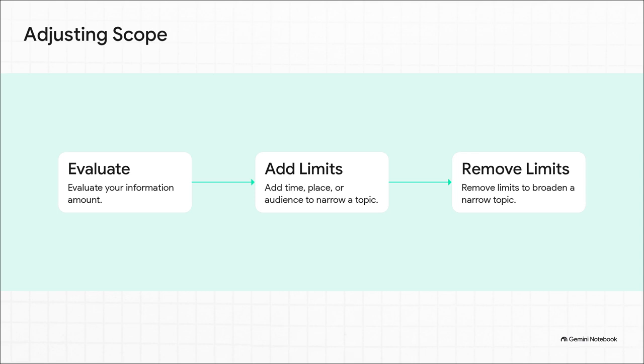Step 2. If it's too broad, add limits. You can turn that focus by adding a specific time period, a geographic location, or a certain audience, kind of like we did with the WWI factory workers. And step 3. If your topic is too narrow, just remove those limits. Zoom out to a wider audience or a bigger time frame so you can capture more available research.